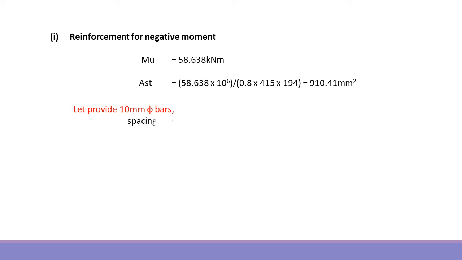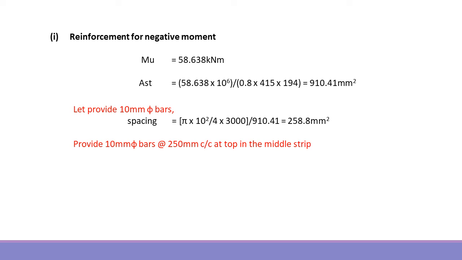Then reinforcement for negative bending moment. So M for negative bending moment is 58.638 kilonewton meter. Then the Ast formula is the same formula. So apply all the values. Let's provide 10 mm dia bars. So find the spacing using the same formula for spacing. So apply the values, 258.8 mm. So provide 10 mm dia bar at 250 mm center to center distance at top in the middle strip.